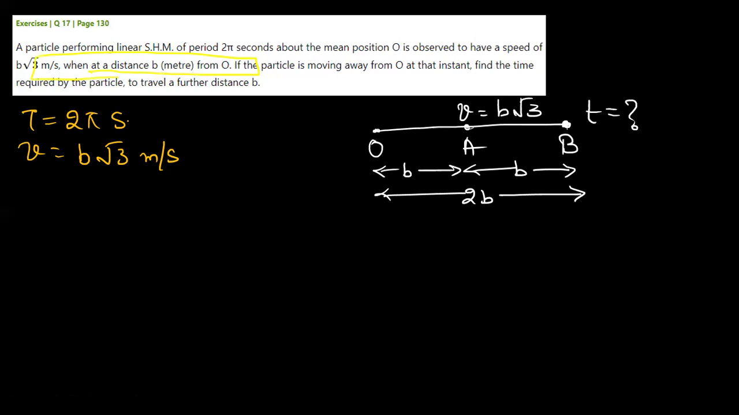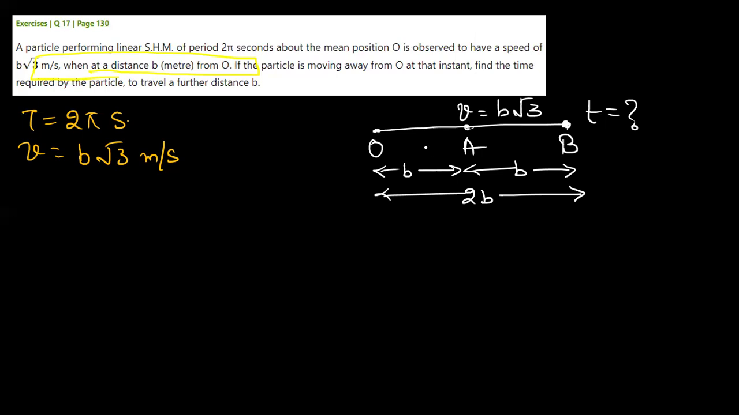I will explain once again. The question is about a particle performing linear SHM with time period 2 pi seconds. The speed at some point which is at small b distance from O is b root 3. I have taken that point as A. Now I need to find the time when it reaches a further distance of b, further from A. So from A, I have taken one more b distance at point B. So the total distance from O to B will be 2b, right?